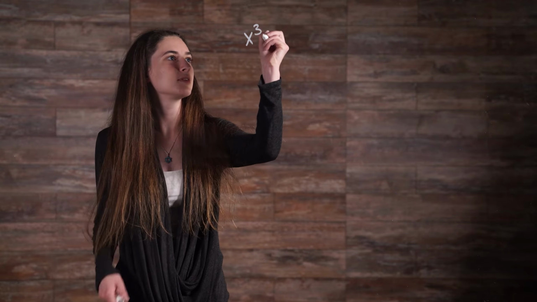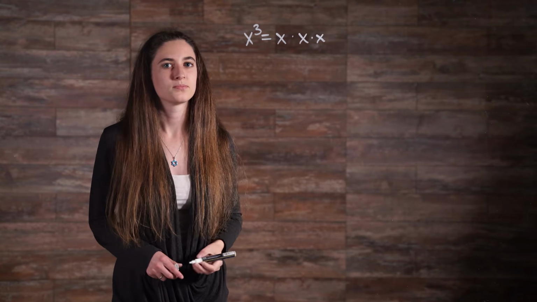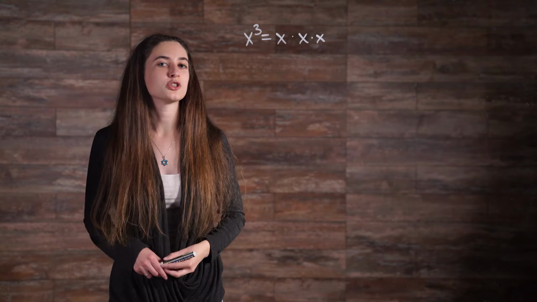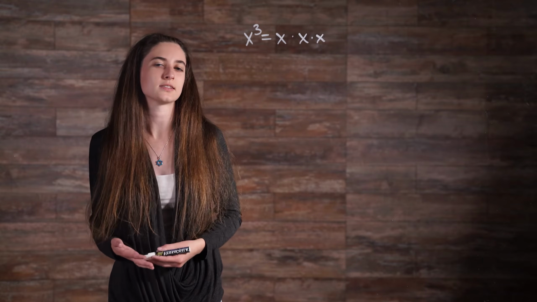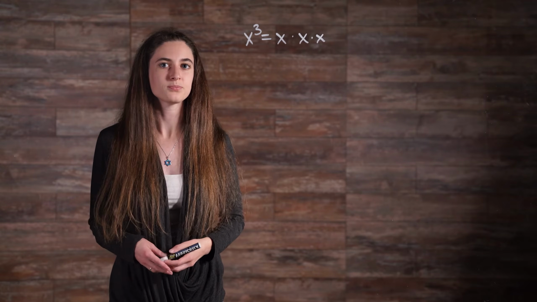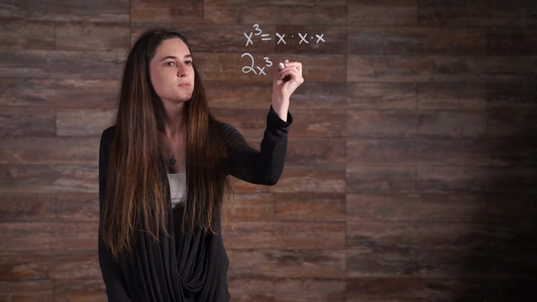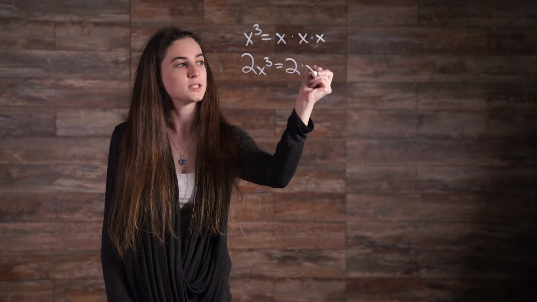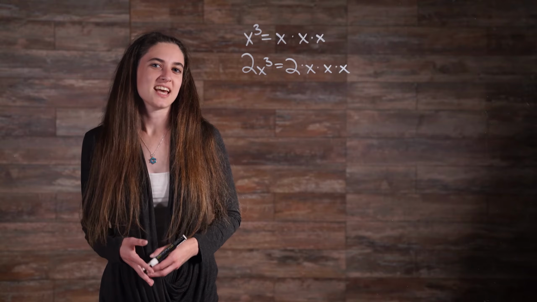x cubed is equal to x times x times x. As you can see, the notation x cubed is a more efficient way to write the expanded version of x times x times x. 2x cubed is equal to 2 times x times x times x. Notice that the base here is x.